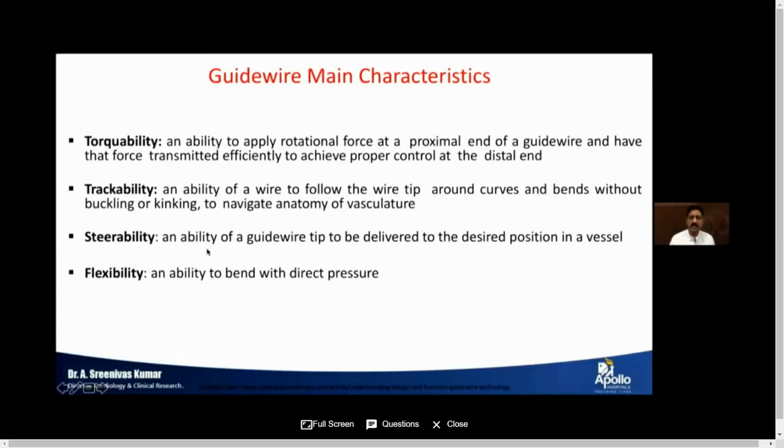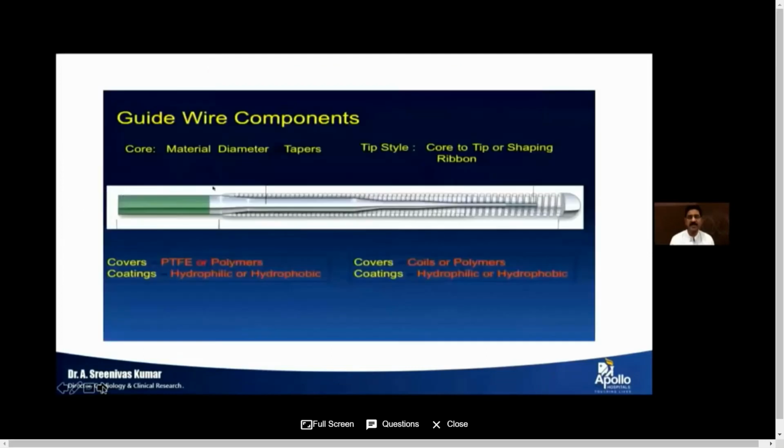Trackability of the wire is the ability of the wire to follow the wire tip around curves. You see tortuous vessels in elderly people, so we need good trackable wires to take the bends, avoid buckling, and navigate through the anatomy of the vasculature to reach where you need to reach. Steerability is the ability of the guide wire tip to be delivered to the desired position of the vessel. If you have to go distal, sometimes in very distal RCAs, you should have a properly steerable wire. And flexibility of the wire is important because if it's too stiff, it sometimes becomes difficult to track the devices.